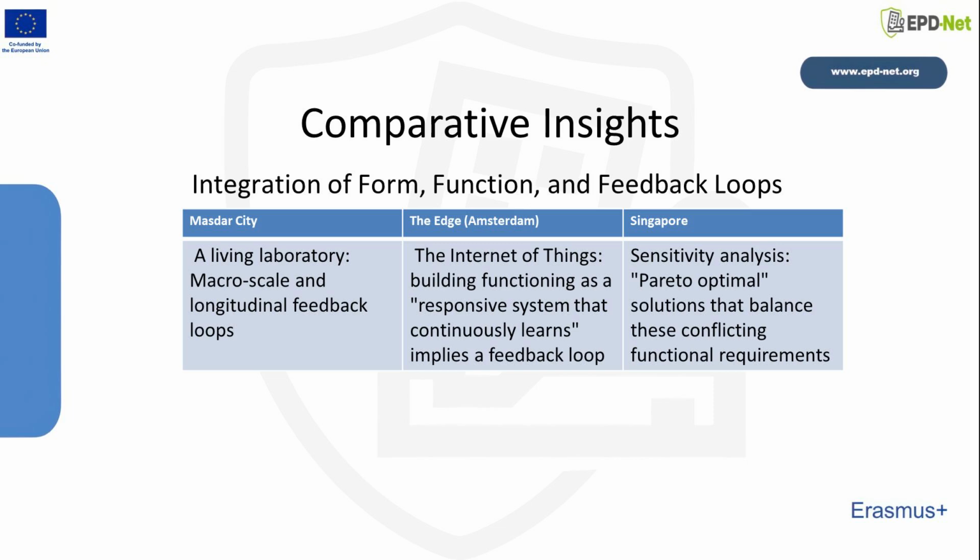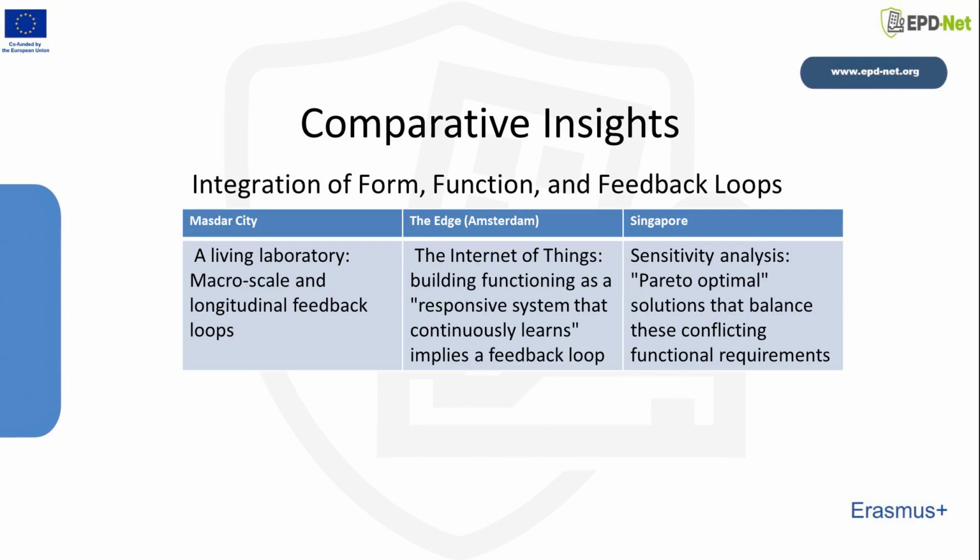The Edge, operational loops. Form and function are integrated through the Internet of Things. The building functioning as a responsive system that continuously learns implies a feedback loop where data on user behavior and external weather directly alters the building's internal state, e.g., dimming lights, adjusting heating. This integration allows the architecture to function as a score of creativity that adapts to changing needs.